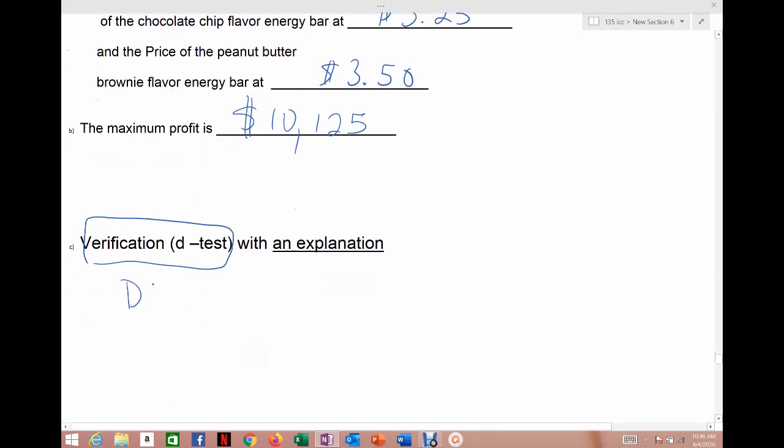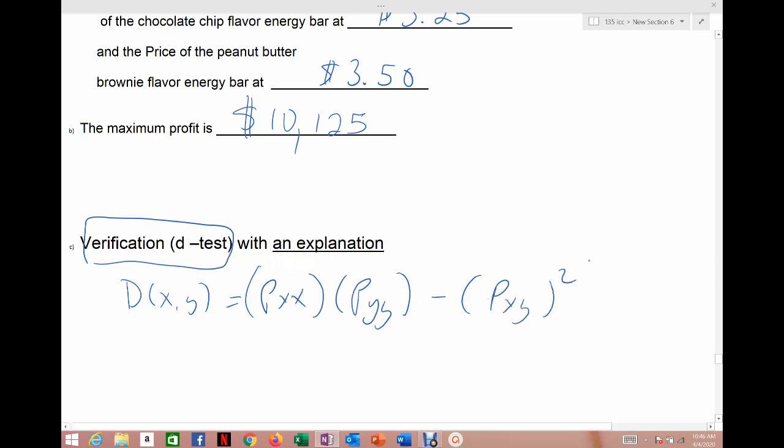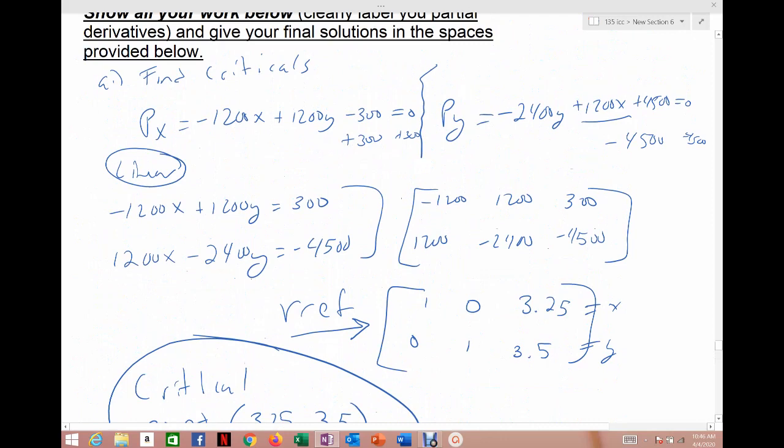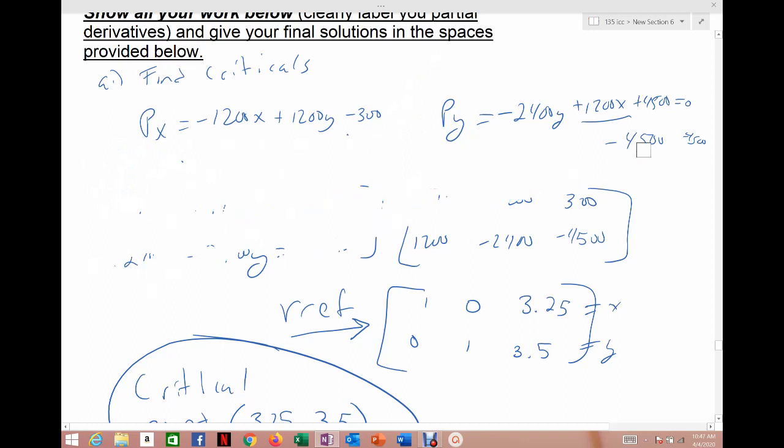So again, I have to set up my D test. So I need my second derivative with respect to x times my second derivative with respect to y minus my mixed derivative squared. So I'm going to go up above and find those because I need my first derivatives. So again, I'm going to erase some stuff here to give myself a little space to find my second derivatives.